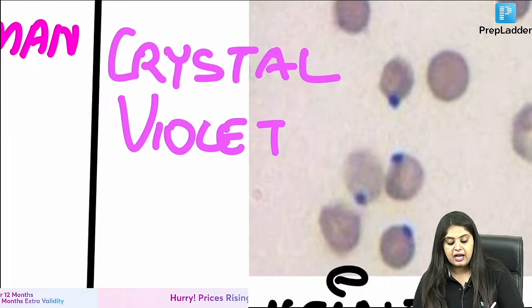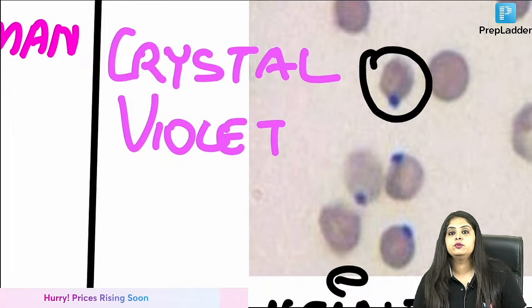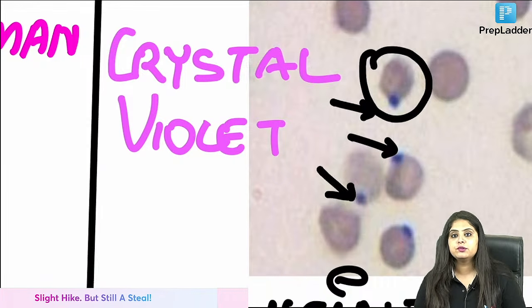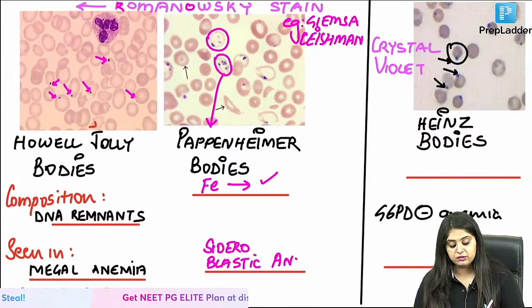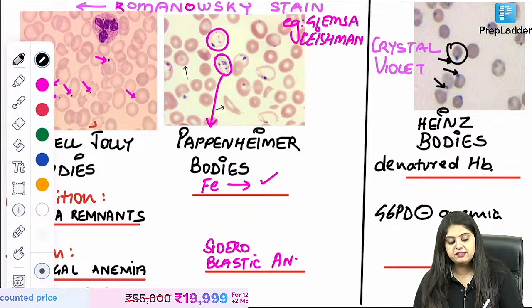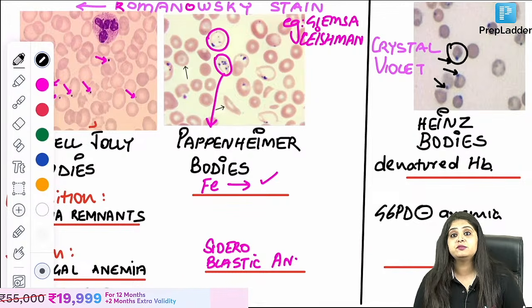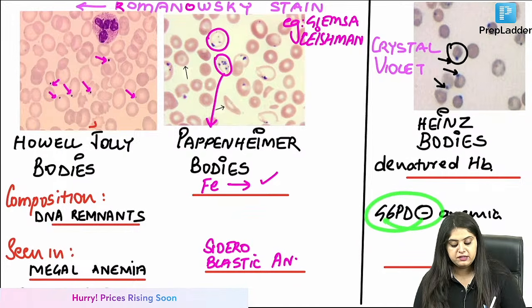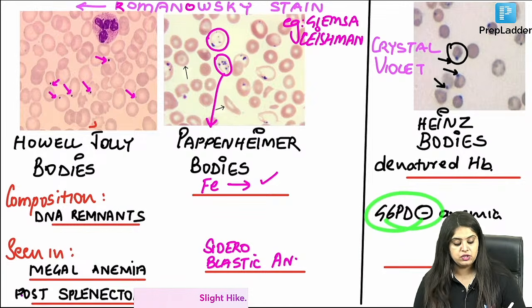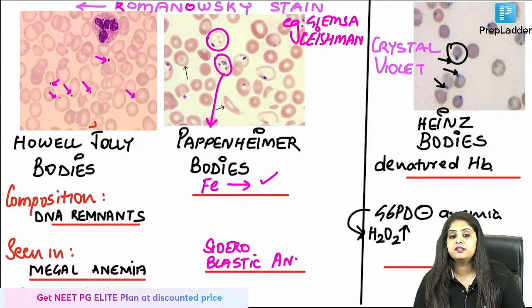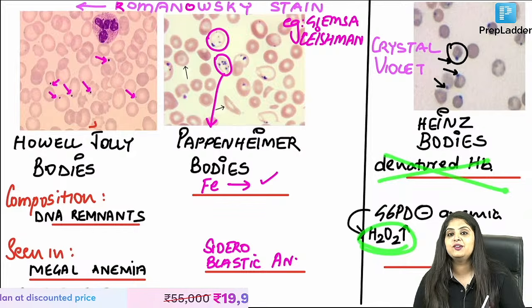Because suddenly I would have thought, ma'am said happy and jolly to be single. I saw a single body, I marked it as Howell Jolly body. But this was not Howell Jolly body, this was Heinz body, because Heinz body is nothing but a denatured hemoglobin. When I say denatured hemoglobin, hemoglobin has been spoiled. See, G6PD is deficient over here. Now, if G6PD is deficient, then we are going to have damage. Now, tell me the pathogenesis. If G6PD is deficient, who is going to be on a rise? H2O2 will be on a rise, and H2O2 will say, hang on, I'm going to spoil your hemoglobin.